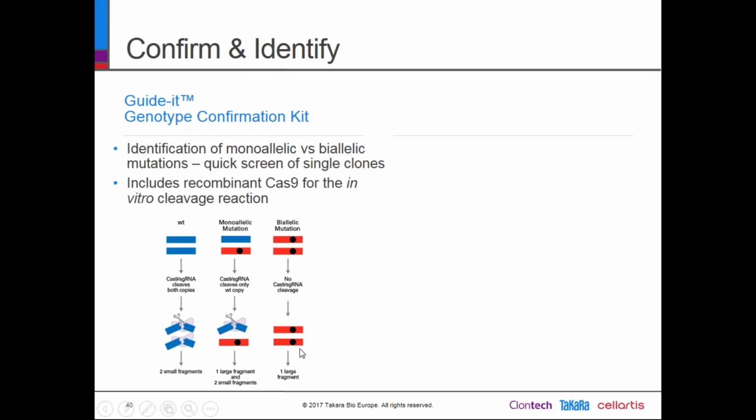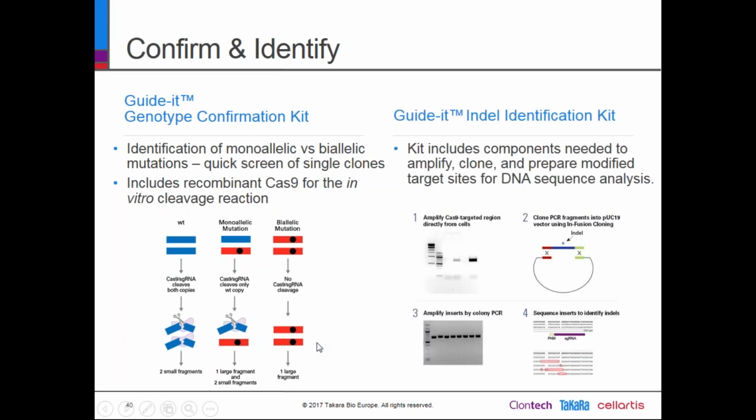And if your clone carries a biallelic mutation, those are most often the most interesting ones, you should not get any cleavage, and this can be easily analyzed on an agarose gel. And then you can decide, for example, just to sequence all biallelic clones. You can already do a quick screen on all your clones and then sequence the biallelic ones. And for example, here we also have a tool just to amplify clones and prepare these target sites for DNA sequence analysis, and this tool is called the Indel Identification Kit.